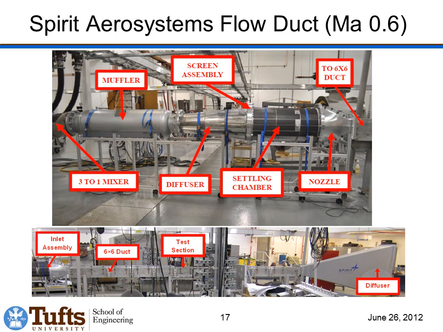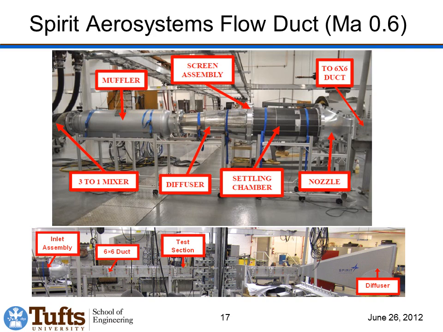We have been able to put these microphones into a turbulent boundary layer in collaboration with Spirit Air Systems in Wichita, Kansas. They have a flow duct which has a 6-inch by 6-inch test section, and at the time that we went out to visit them, they were able to run up to Mach 0.6. I think now they're able to run up to higher speeds than that.